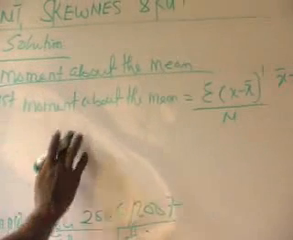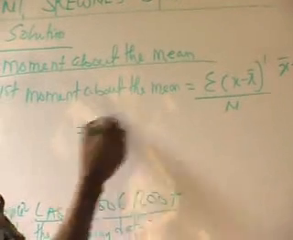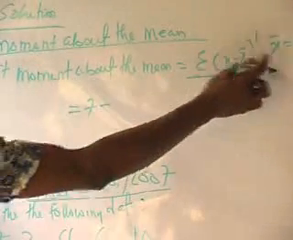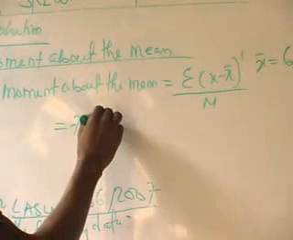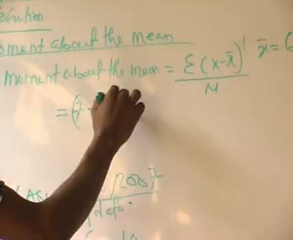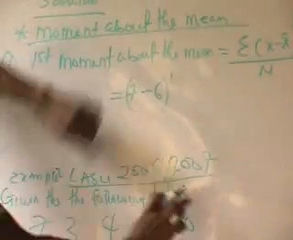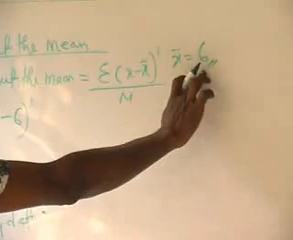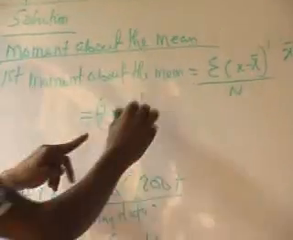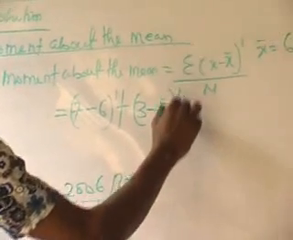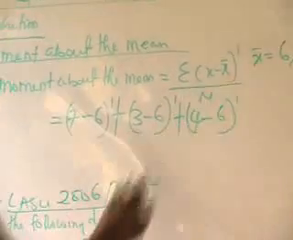Our first moment about the mean equals summation x. This is our x. So that's x minus s bar. What's our s bar? 6. So we now say minus 6, then raised to power 1 because of the power. This is your x. Each one of them is x. Then minus s bar, our s bar is just 6. So from here, then plus the second x, x minus s bar. Your s bar is 6. Then plus 4 minus s bar, which is 6.